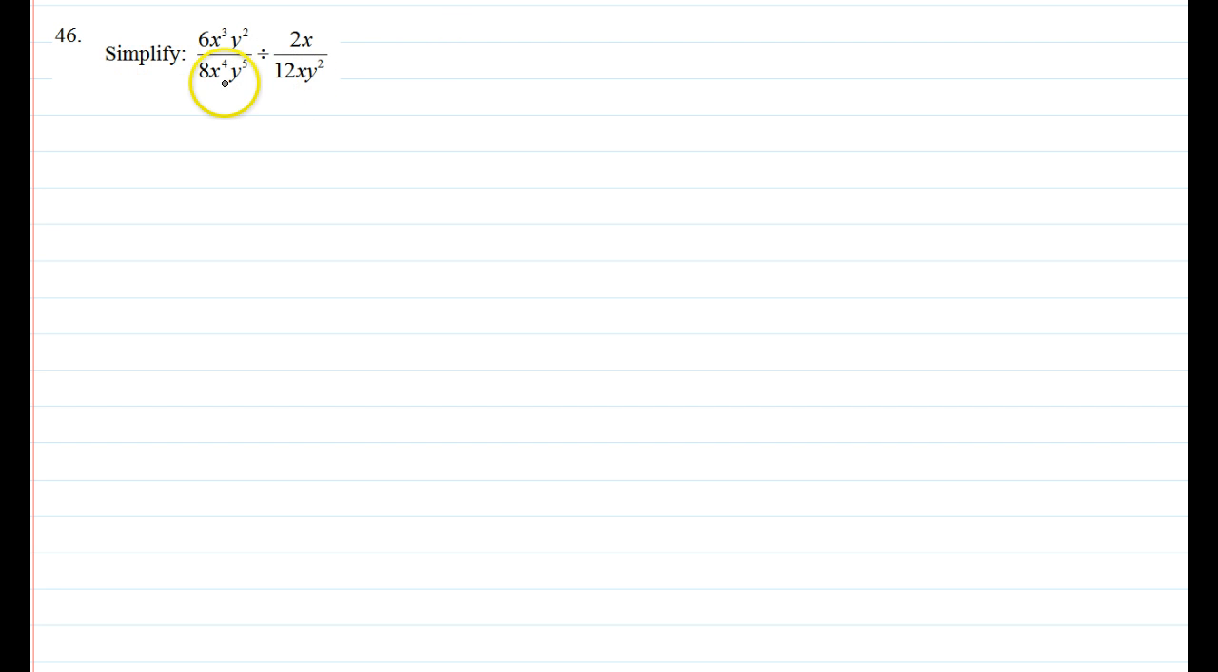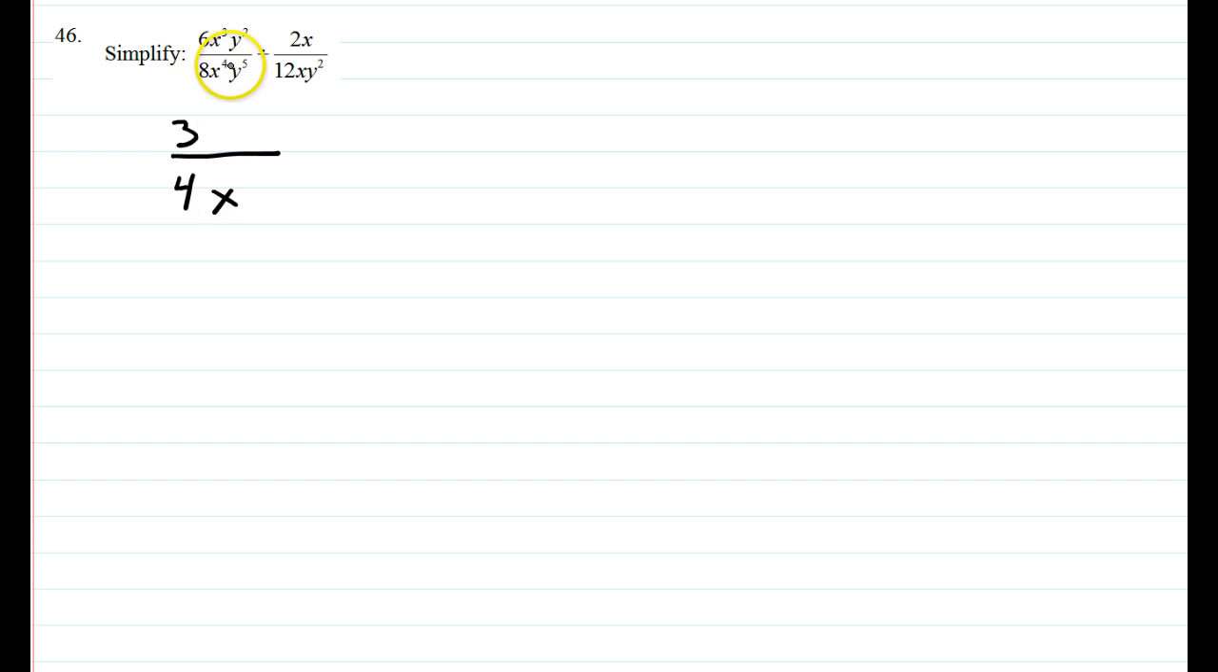Alright, so we're going to simplify. And so what I like to do is reduce this first. So I'm going to have the 6 and 8. The 6 and 8 are going to reduce to a 3 over 4. And so now you look at the x's. Where do you have more x's, on top or on bottom? So since you have them on top, that's where your answer is going to go.